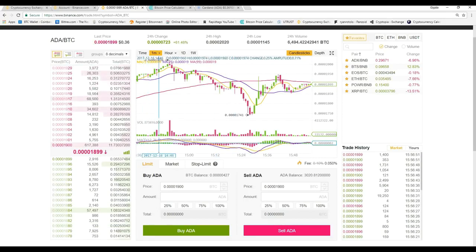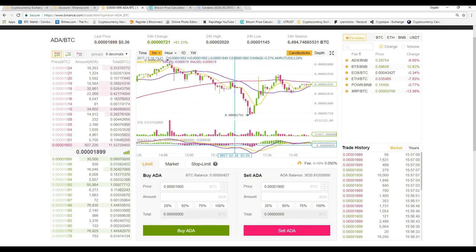Now if you see green, that means Cardano is being overbought. That means more people are buying it than what it's actually worth. And when it's red, that means less people are buying it than it's actually worth. So if you guys wanted to get in on it at a good price, you would want to buy it in the red, where it's being bought at less than what it's actually worth.